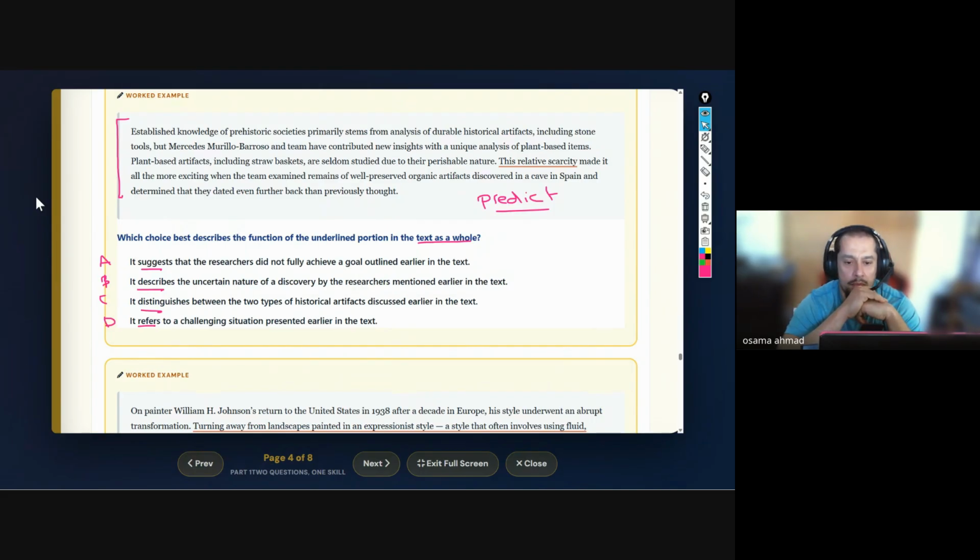Selma, let's begin with Lena. It describes the uncertain nature of a discovery by researchers mentioned earlier in the text. This relative scarcity. So, what does "this relative scarcity" mean, Mrs. Lena?